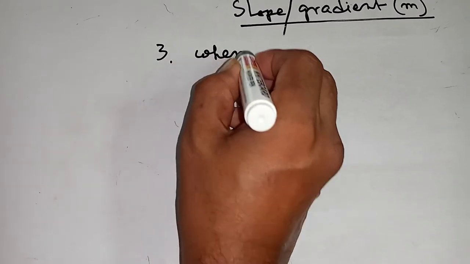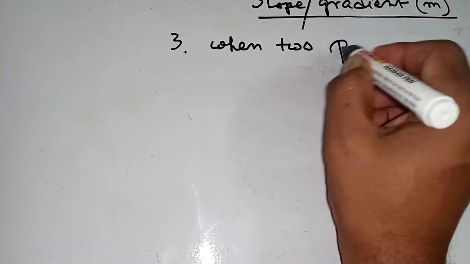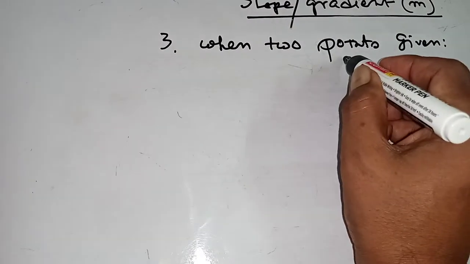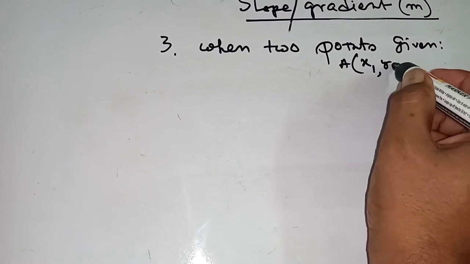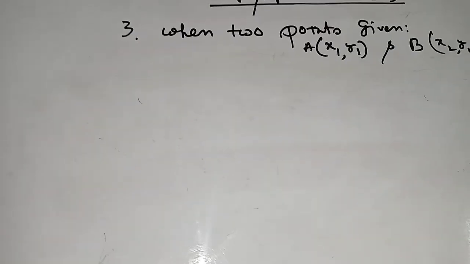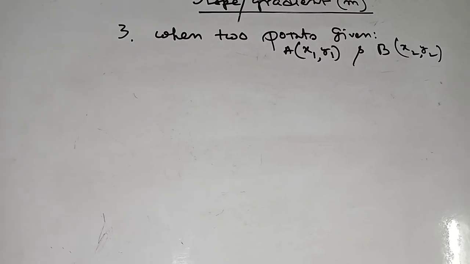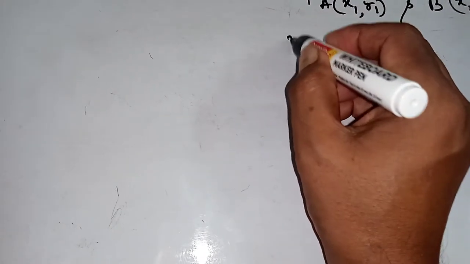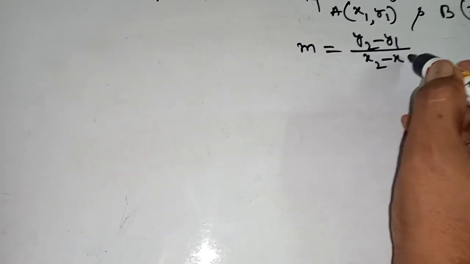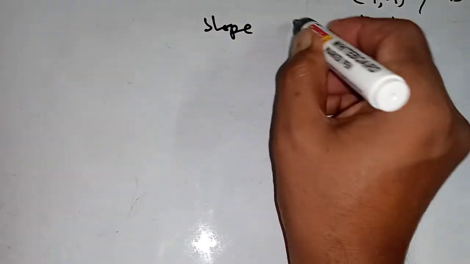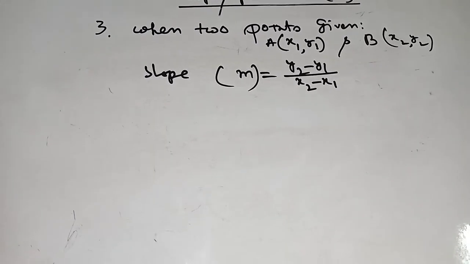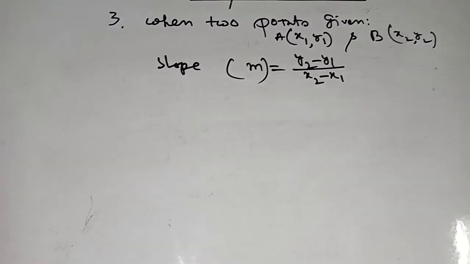When two points are given, suppose a equal to x1 y1 and b equal to x2 y2, then you can find the slope, that means m equal to y2 minus y1 by x2 minus x1. This is slope when two points are given, one point a x1 y1 and b x2 y2, then slope equal to y2 minus y1 by x2 minus x1.